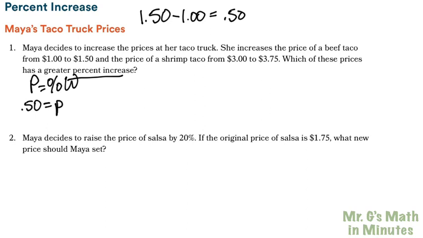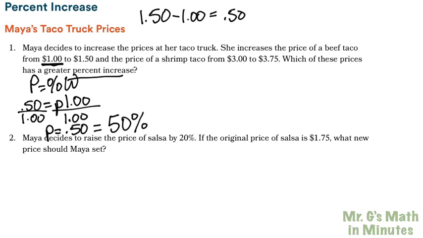And the whole is going to be just like every other lesson that we've dealt with. The whole is going to be the original. So the original price in this case, it used to be $1. So you see we got a little bit of algebra right here to get P by itself. We're going to divide both sides by $1. And that's going to leave us with P being equal to 0.50, which means that she increased the price of the beef tacos by 50%. She increased them by 50%.